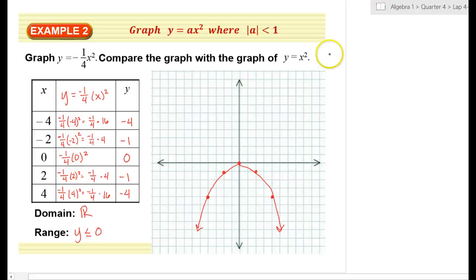If I'm to compare it, what happened? Well, as I go back and look at my equation and look at my graph, the first thing I notice is that it's reflected over the x-axis. I think that's pretty obvious that it's been flipped.